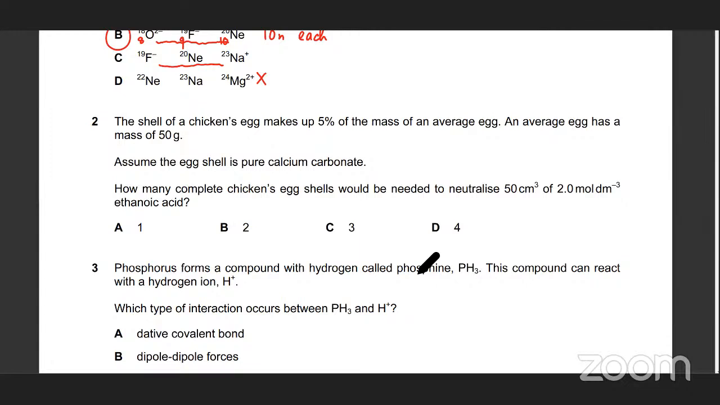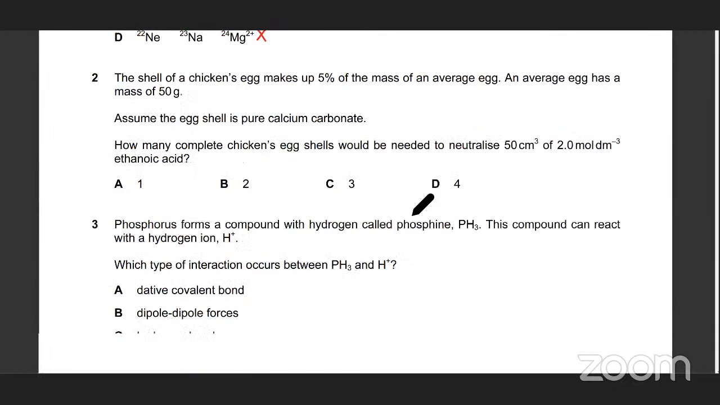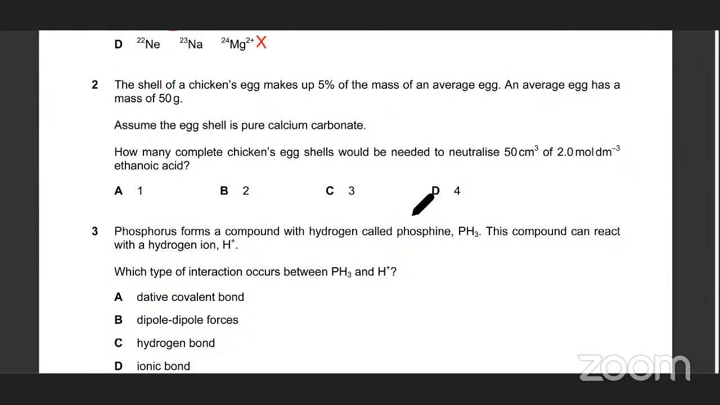Anyways, next is: the shell of a chicken's egg makes 5% of the mass of an average egg. The average egg has a mass of 50 grams. Assume that the eggshell is pure calcium carbonate. How many complete chicken eggshells would be needed to neutralize 50 cm³ of 2 mol per dm³ ethanoic acid? So I'm going to try and solve this in reverse, starting with the ethanoic acid. He's talking about ethanoic acid.